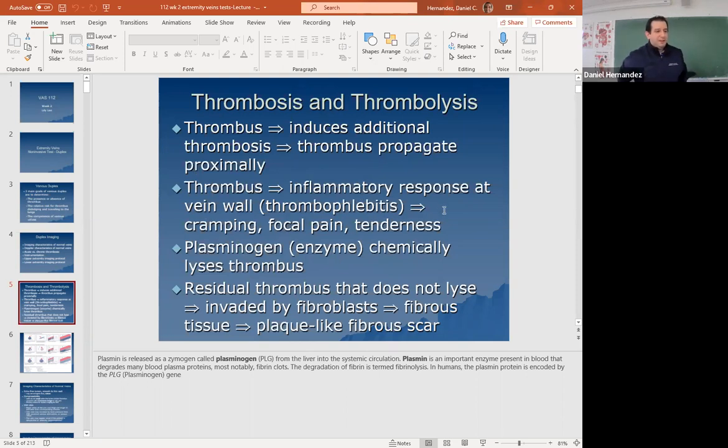Thrombosis is also an inflammatory response at the vein wall. So we can potentially see thrombophlebitis, or inflammation of that vein wall. This can cause cramping, focal pain, and tenderness.